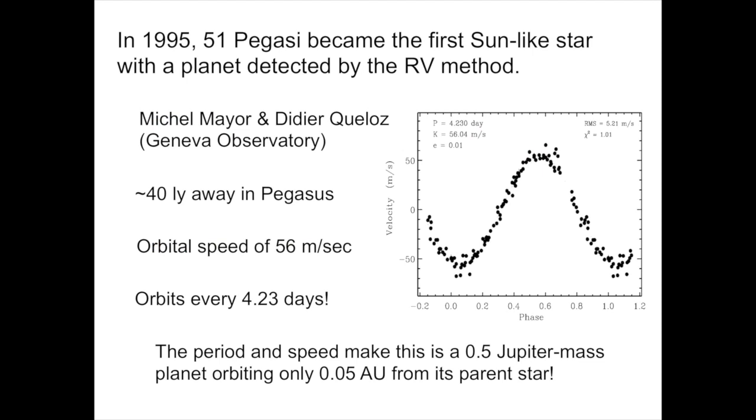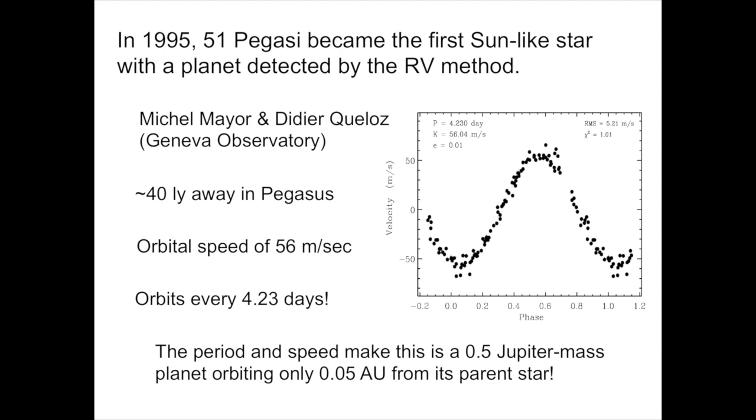The Doppler wobble method had its first real success at finding a planet around a normal star in 1995. The technique is only about 20 years old. The first planet found by this technique was around the star 51 Pegasi. It's a Sun-like star that has a Jupiter-sized planet orbiting around it. It was discovered by Michel Mayor and Didier Queloz of the Geneva Observatory, who were pioneers in this technique.